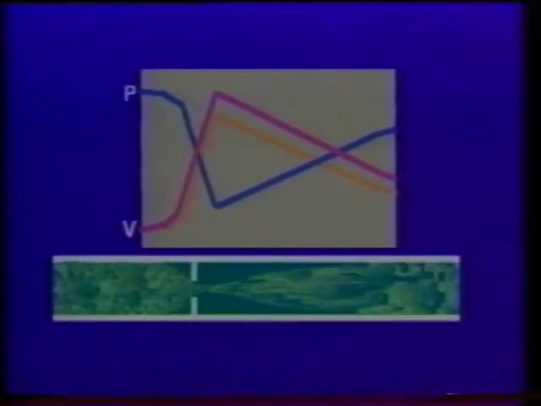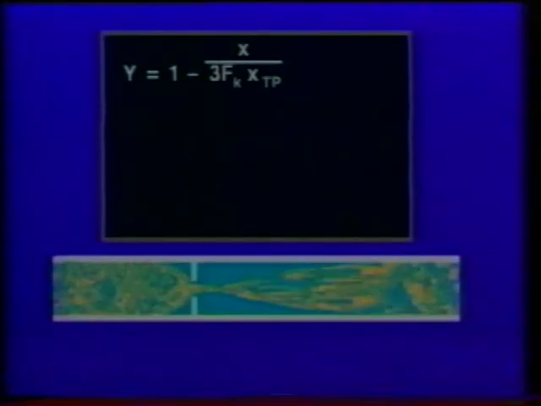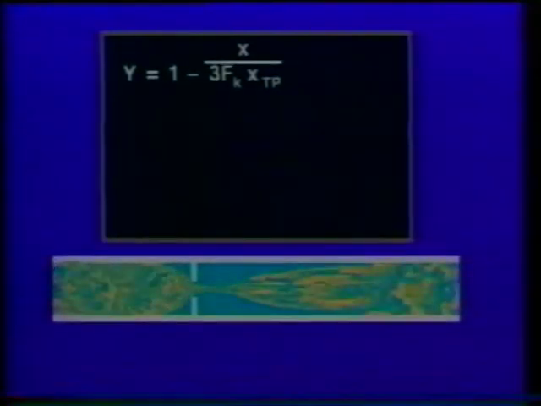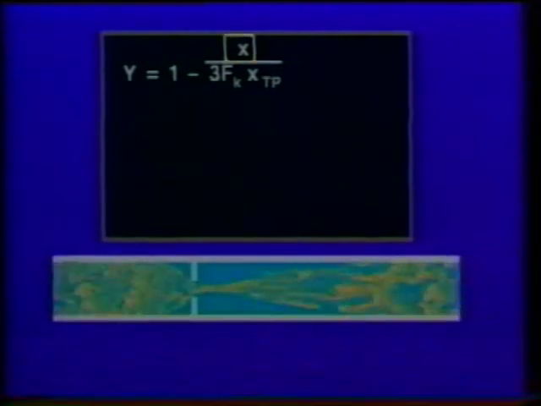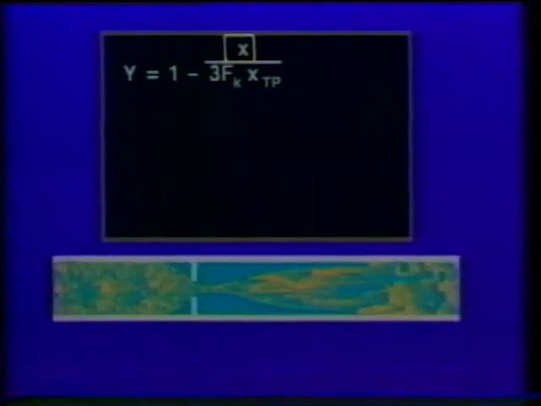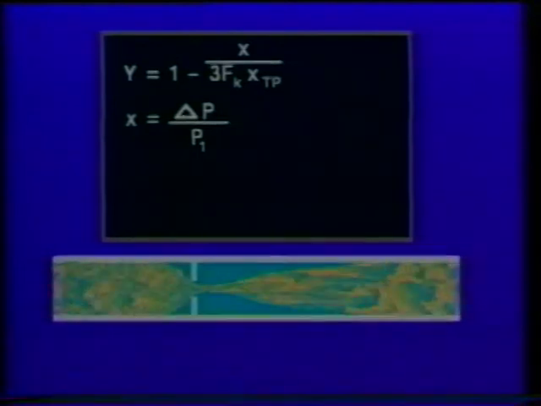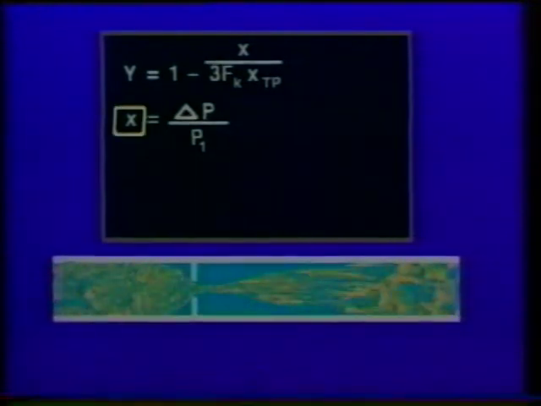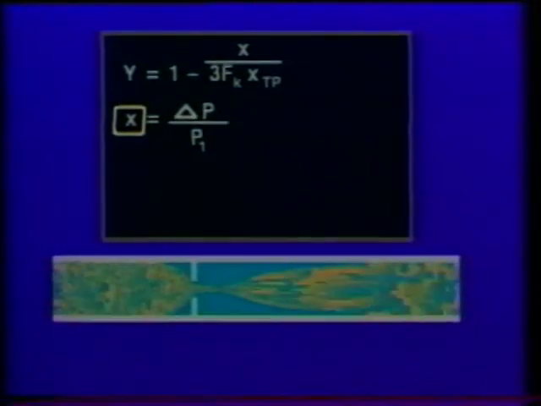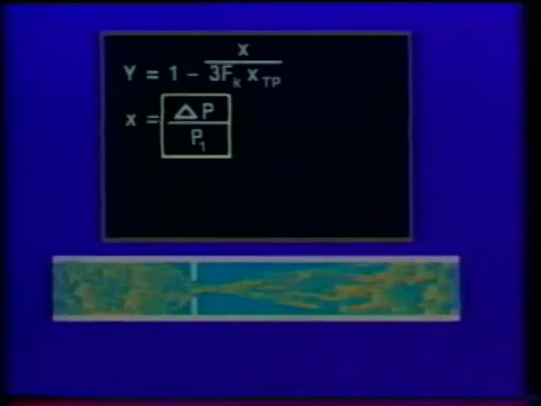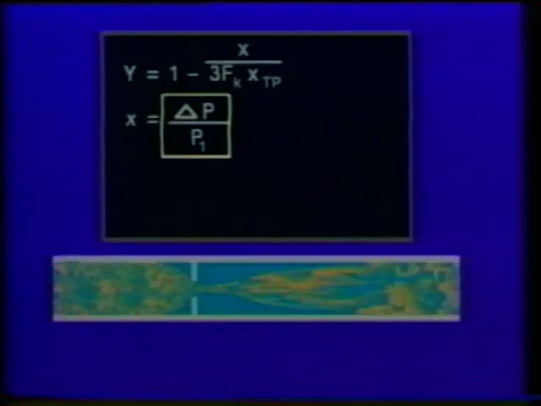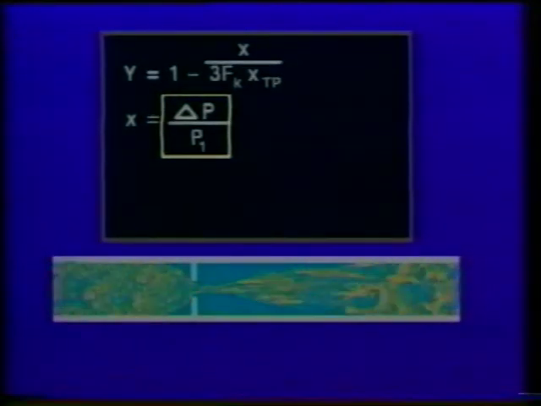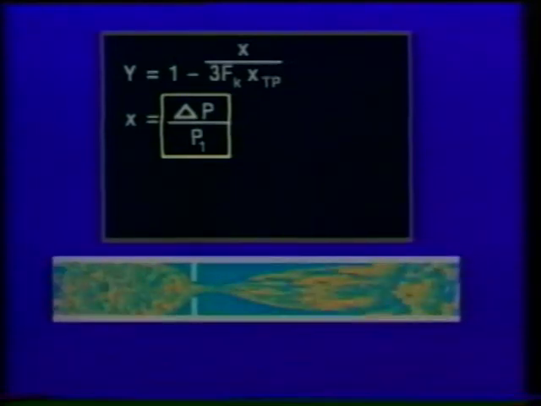The value of Y can be determined by solving this equation. Now, as you can see, this requires values for 3 other factors, so let's take a look at them. X is the pressure drop factor. It's the ratio between the differential pressure across the valve and the valve inlet pressure. Flow through the valve will increase with increasing values of X. This ratio is also important to the flow of compressible fluids because the point at which flow through a valve becomes choked is a function of its value.